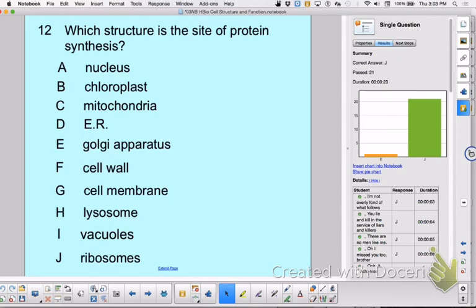Okay, site of protein synthesis is always going to be a what? Ribosome. It could be a ribosome that's attached to the ER or free, right? It could be a free one as well. That's how peroxisomes are made.